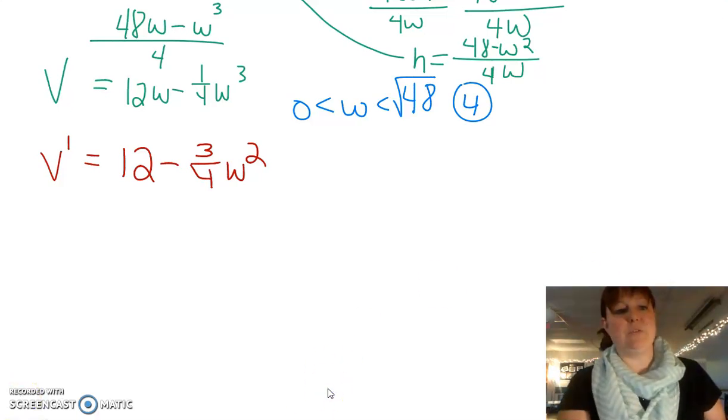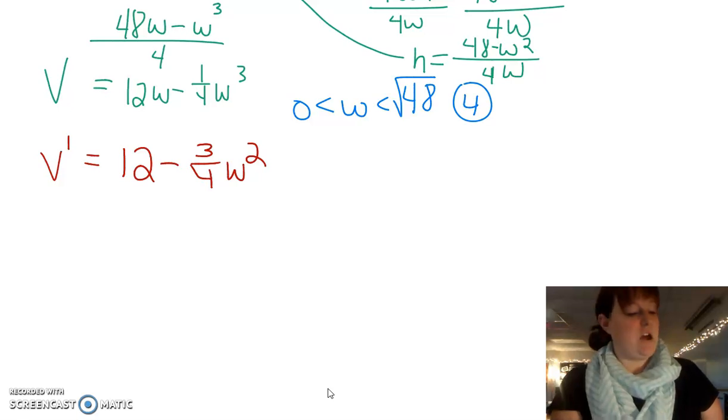All right, let's try this one more time. So here we have our derivative. Our derivative is V prime equals 12 minus 3/4 W squared. So this is how fast the volume is changing, right? This is the rate of change of the volume. And we're trying to figure out when is this at a max? When is the volume at a max?